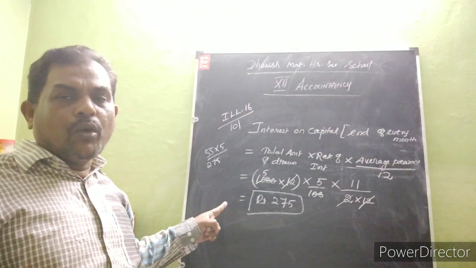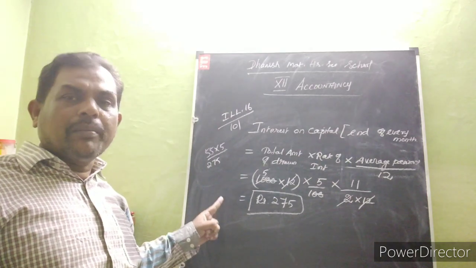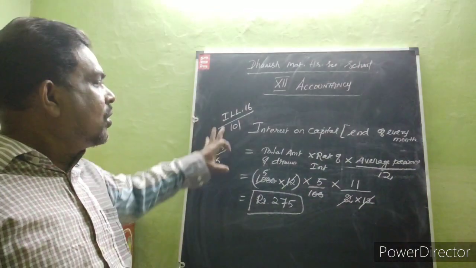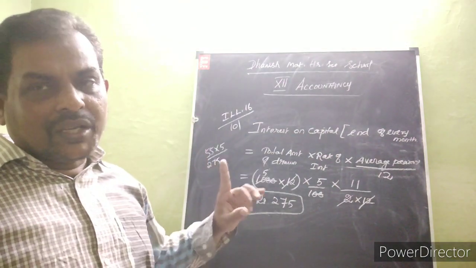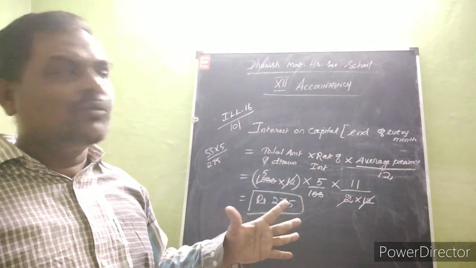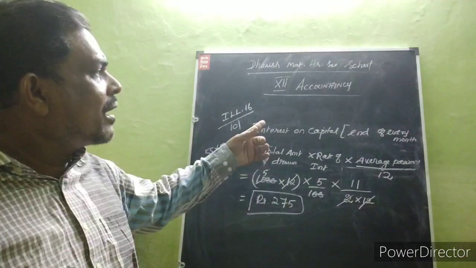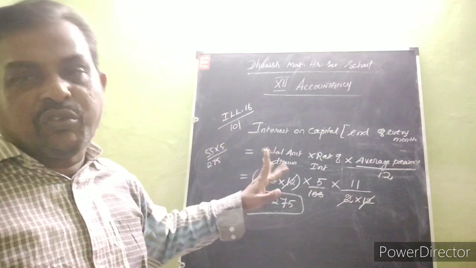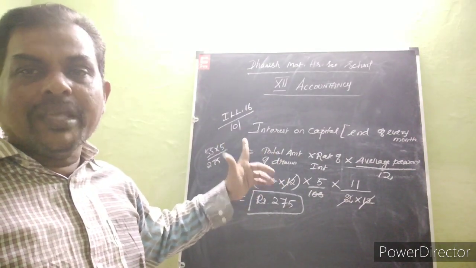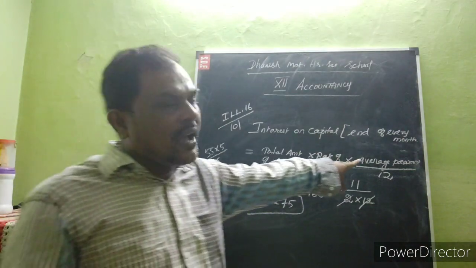Okay, these are very, very important 3-mark questions. It will come in the public examination also. So please learn by heart that tabular column which I taught you. Based on the tabular column only we have to use the formula for which method? Average period method. In the average period method you must follow the table. Based on the table only you have to put the average period.